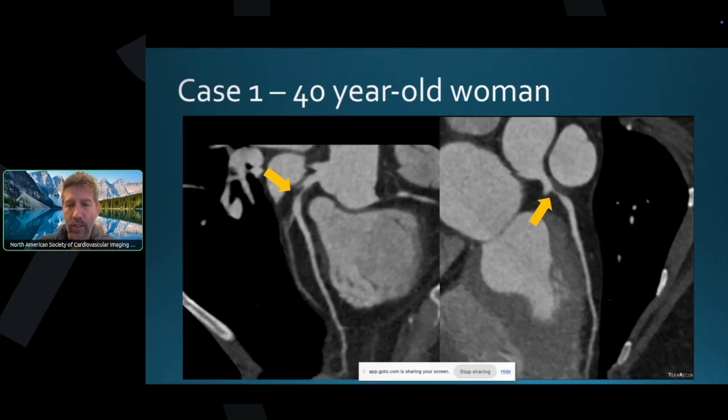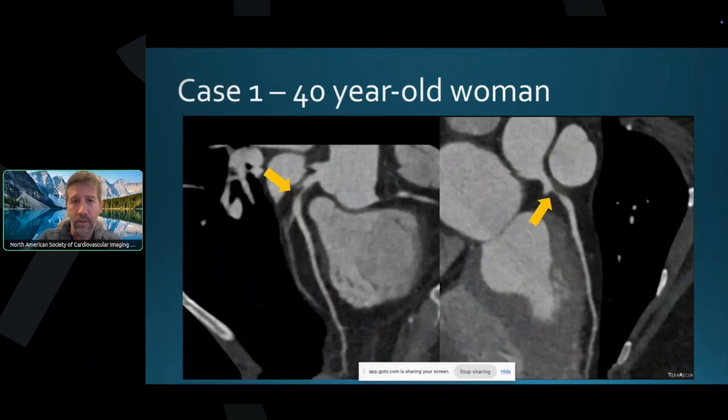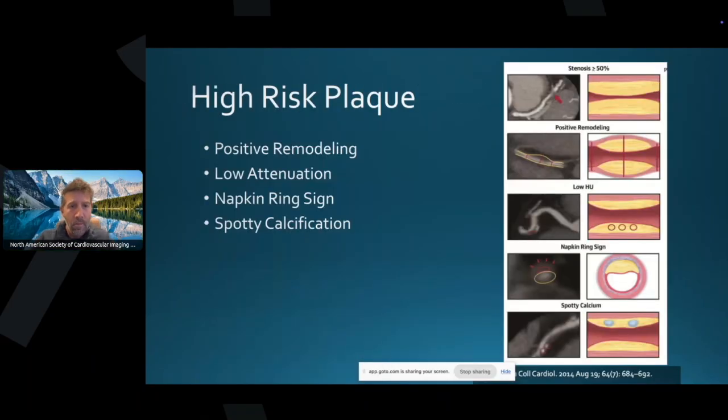But I'm showing you this for two reasons. One, Turner syndrome is associated with accelerated atherosclerosis, which we can see here. She was only 40. It's unlikely for a woman to have this degree of atherosclerosis at that age. And to talk about high risk plaque, so this is a type of plaque that has a couple of high risk features, and these are the high risk features.